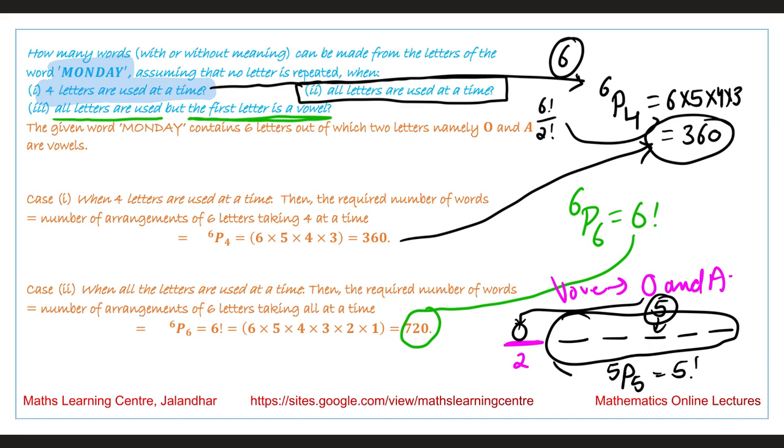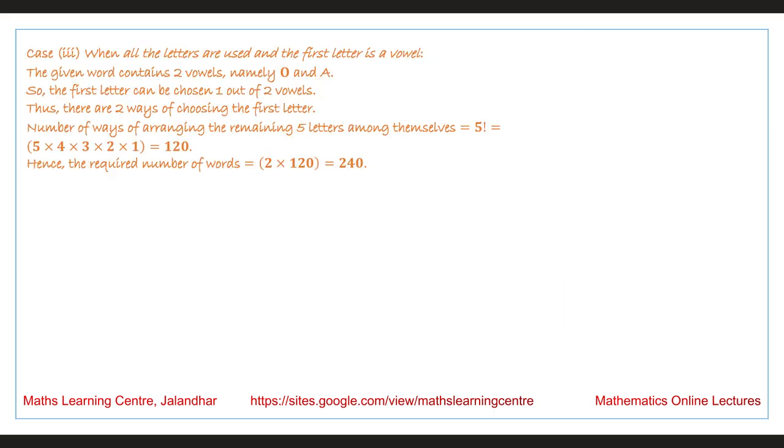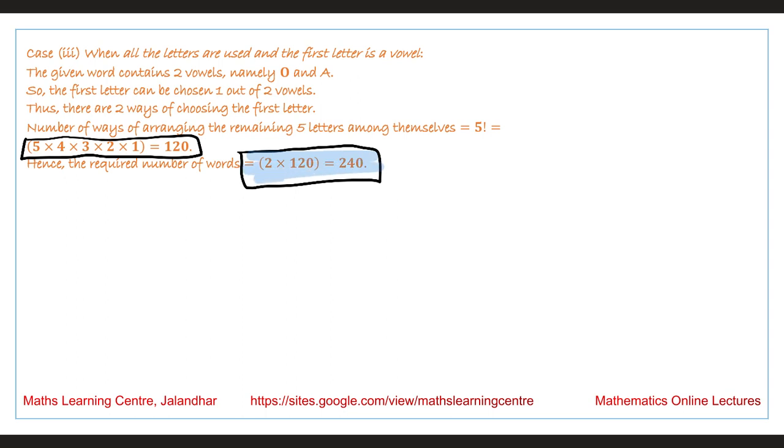So the total number of ways we can do this is 2 into 5 factorial. And 5 factorial is 120. So 2 into 5 factorial is 240. So we are saying there are 240 ways when the first letter will be a vowel.